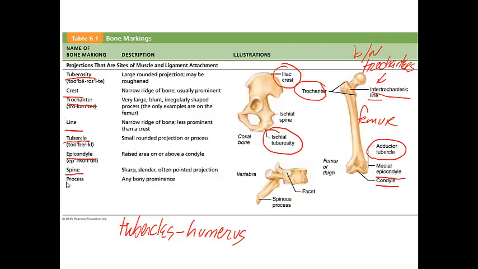And then there's a spine and a process. A process would be something like the spinous process. And then a spine would be something like the ischial spine. And again, you'll be learning other examples of these. But for now, these are the examples you need to know for Chapter 6.